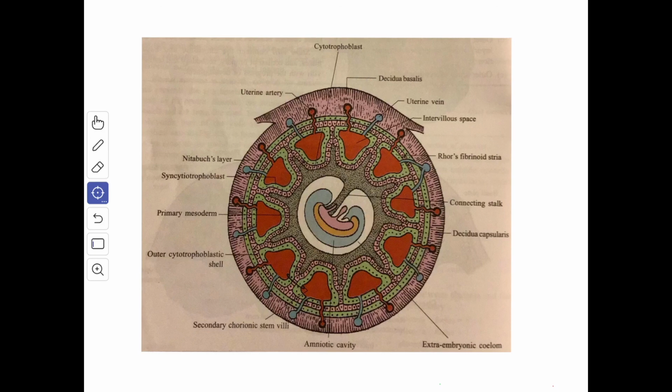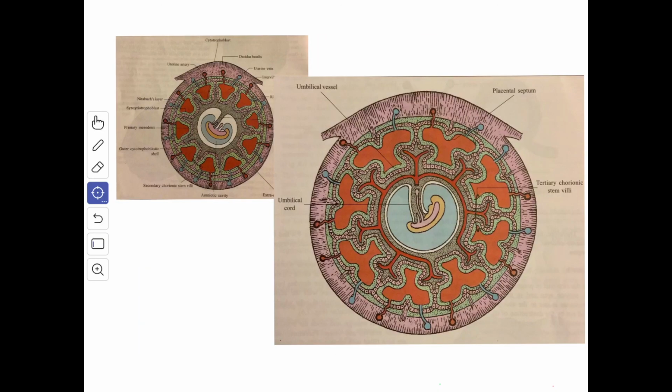Next we'll see what are the changes in the trophoblast. The primary chorionic stem villi formed in the second week are changed into secondary chorionic villi with the appearance of a central core of the somatopleuric layer of primary mesoderm. At the end of the third week, the secondary villi are converted into tertiary villi by the growth of the chorionic blood vessels into the mesodermal core of the secondary villi.